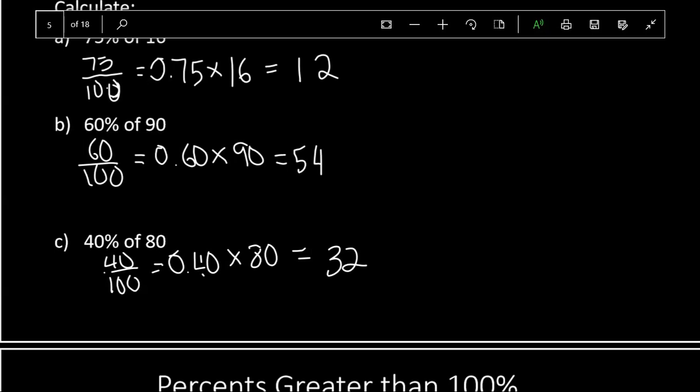And if you think about that, that number sounds right. So 40% should be a fairly low number. I would compare it maybe to 50%. 50% of 80 is just half of 80, which is 40. So 40% of 80 should be a number less than 40.